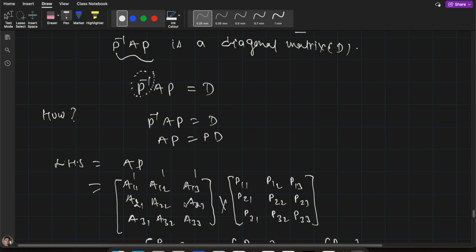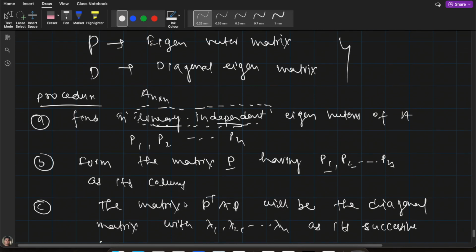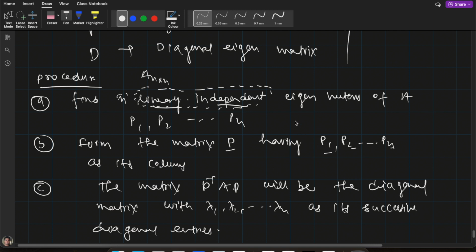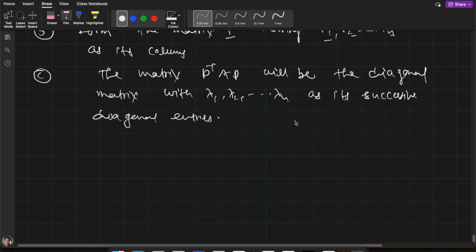That's why it is needed that the eigenvectors should be linearly independent. It's fine? Yes. Kalpana? Yes. Okay, let's take an example.